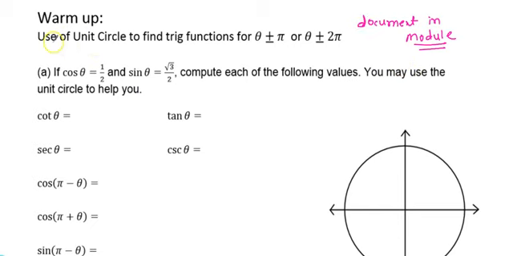So let's take a look at the direction. It says use the unit circle to find the trig functions of theta plus or minus pi, theta plus or minus 2 pi. Normally we know the normal theta, but what happens if we add or subtract 2 pi? Which quadrant will it end up in? We are going to look at two examples today. The first one is what happens if your theta is in the first quadrant.